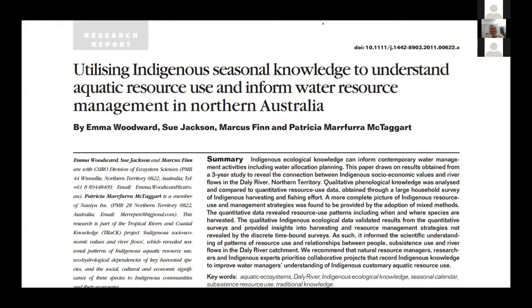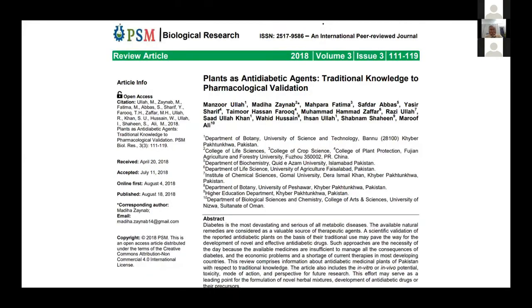This is from Australia. Very interesting paper. How the traditional communities use water, and the modern scientists have tried to find the science underlying that for managing the ecosystem. Again, no authorship. No authorship.